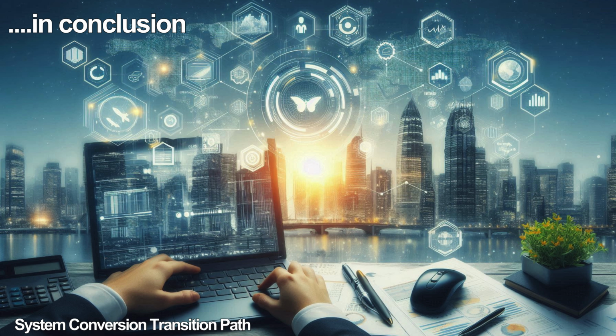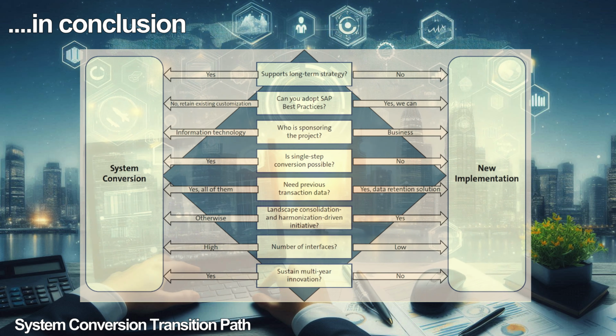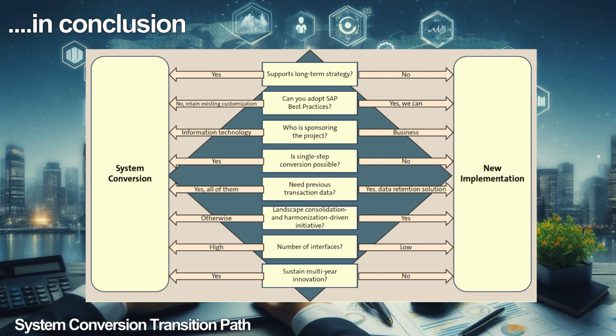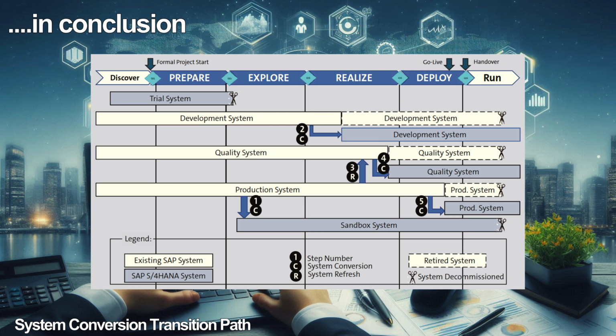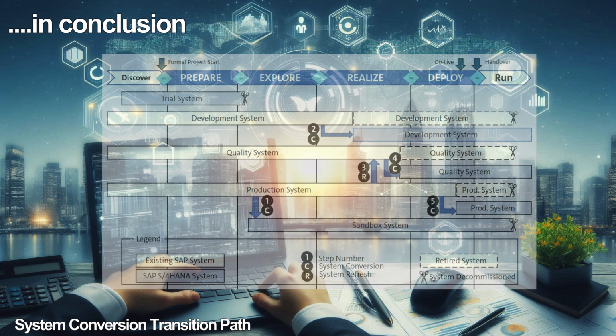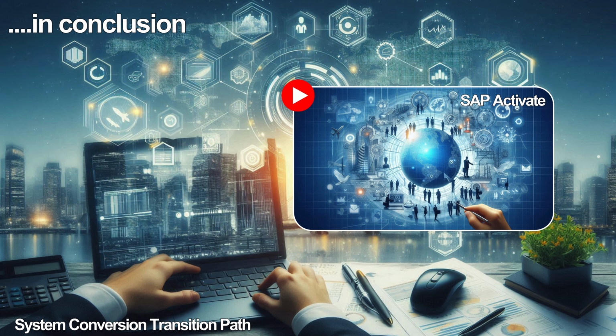We have come to the end of the video on system conversion transition path. In this video, we looked into the system conversion transition path and delved into the decision processes leading to the system conversion. Additionally, we reviewed the landscape lifecycle for the system conversion and concluded the overview session by understanding the benefits of the system conversion process. In the next and concluding video of the series, we would look at the selective data transition path.